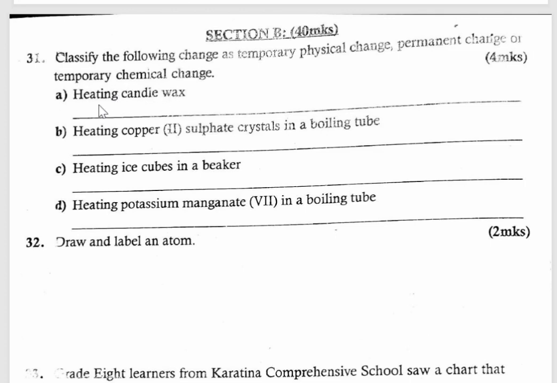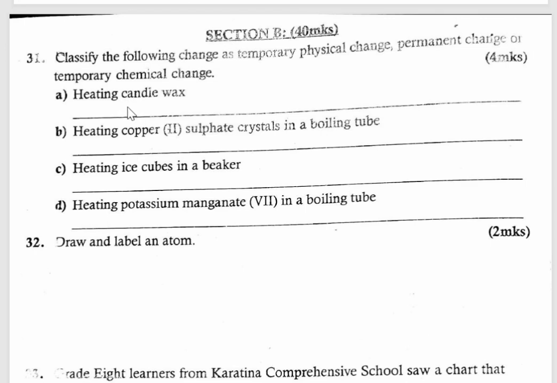So A, heating a candle wax. B, heating copper 2 sulfate crystals in a boiling tube. C, heating ice cubes in a beaker. D, heating potassium manganate 7 in a boiling tube. So we're going to classify them. So the first one, heating a candle wax.